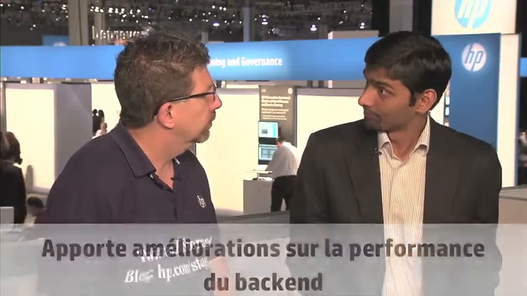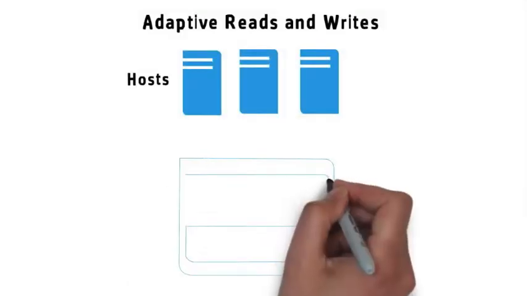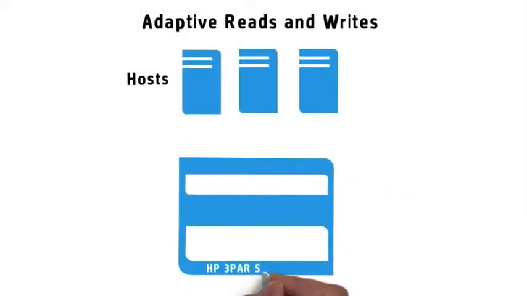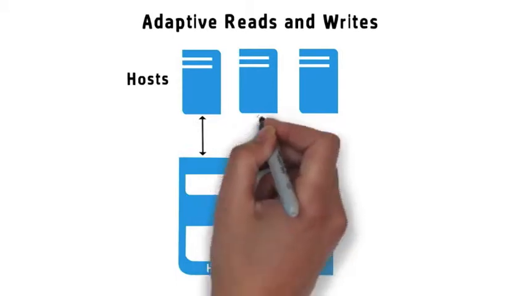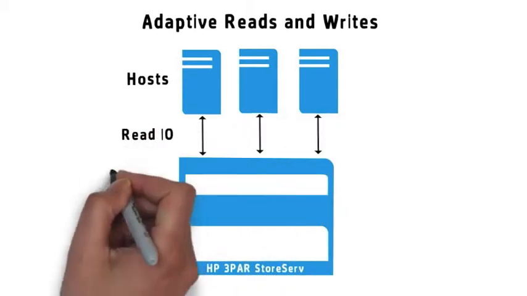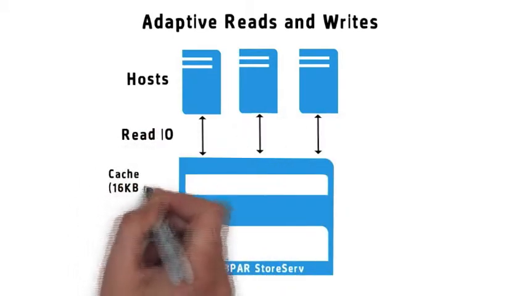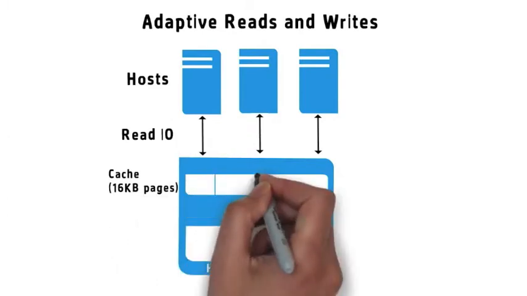And in addition, because we are using only 4K, we are much more efficient in back-end throughput. Yep. First up is adaptive reads and writes, which matches host I/O size for both reads and writes to flash media to avoid unnecessary data reads and writes. Let's look at each of them, starting with reads.